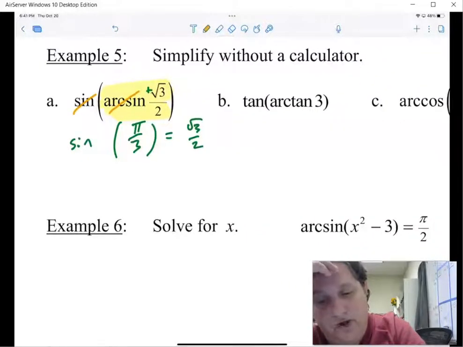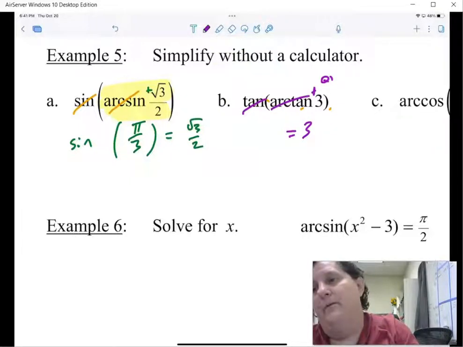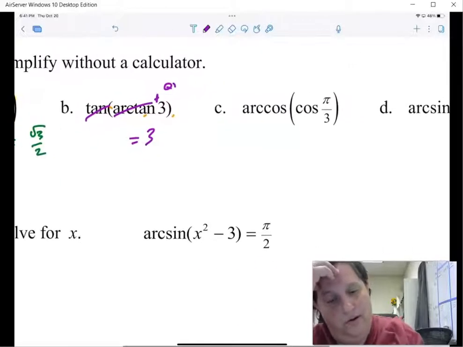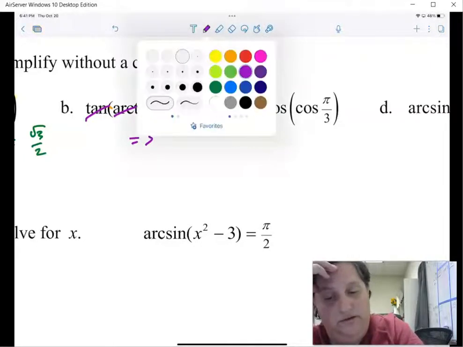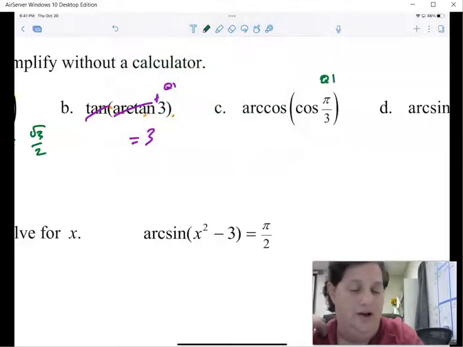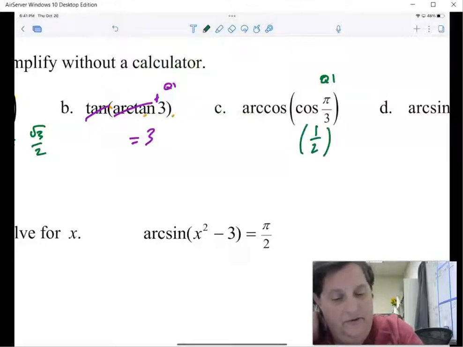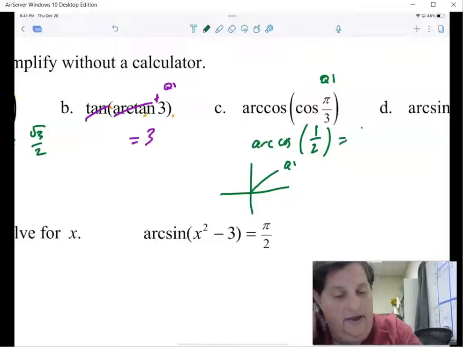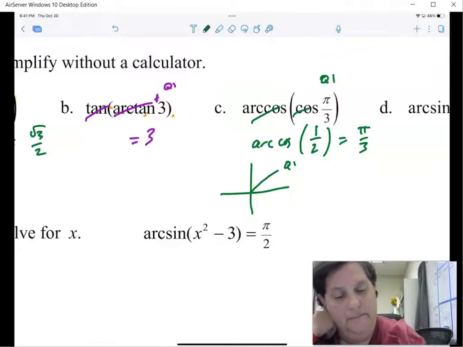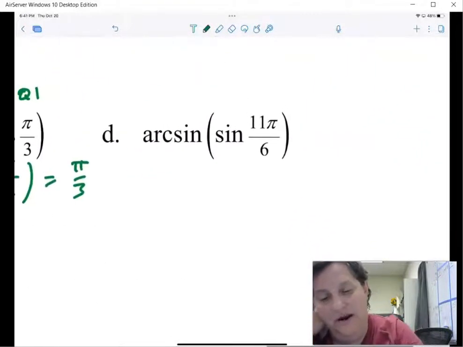All right. So tan of arctan of 3, I can just see that, especially because that's positive and it's in quadrant 1, tan of arctan of 3 is just going to be 3. Arc cosine of pi over 3, because it's in quadrant 1, is just pi over 3. But I'll show you. The cosine of pi over 3 is a half. The arc cosine of a half is in quadrant 1, and we call that pi over 3. Now, here's where this gets crazy.